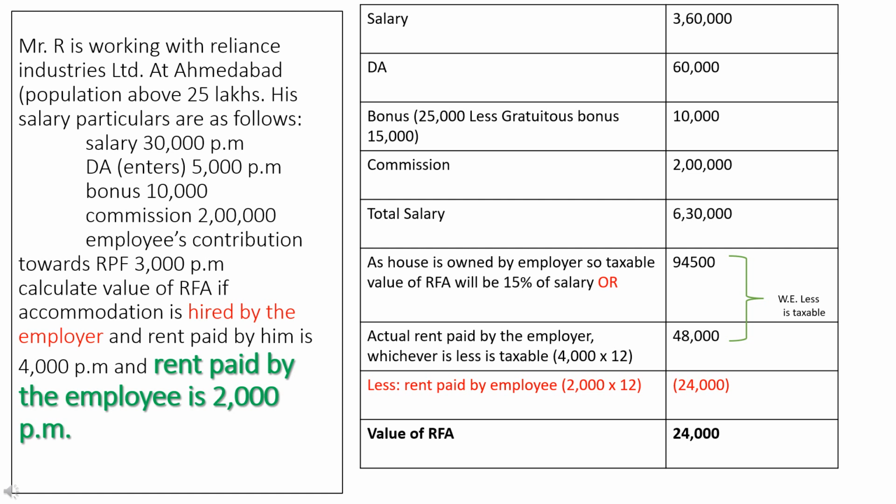Now, let's just take one of the examples mentioned before. Here in this question, the value of RFA was 48,000. But what if the employee is also paying certain rent? In this statement, the employee is paying 2,000 per month rent, that is 24,000. So it will be deducted from the value of RFA calculated before, that is 48,000. So the taxable value becomes 48,000 minus 24,000, that is the rent paid by the employee. So the value of such accommodation becomes 24,000.